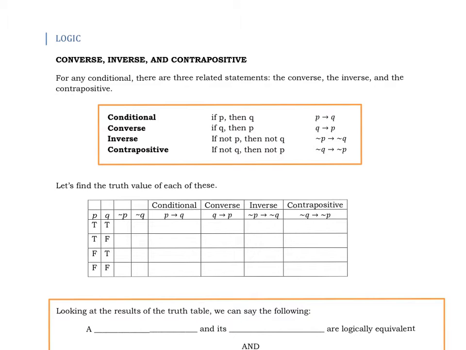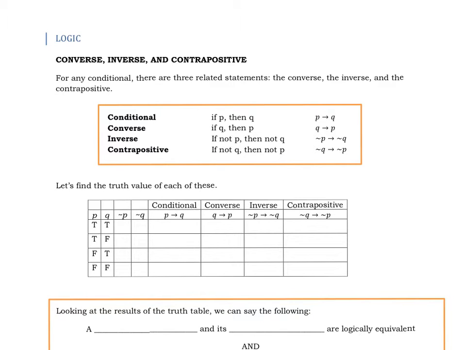Logic, example 14. In this we're going to discover the converse, inverse, and contrapositive of the conditional. For any conditional, there are three related statements: the converse, the inverse, and the contrapositive. So the conditional starts out if P then Q. The converse is if Q then P. The inverse is if not P then not Q, and the contrapositive is if not Q then not P.